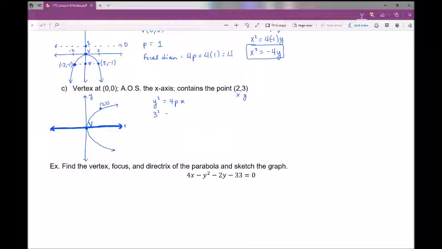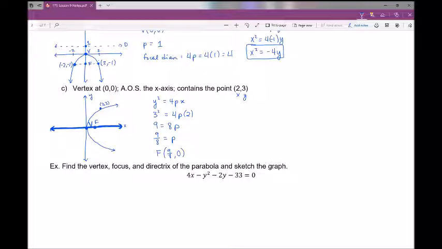We have 3 squared equals 4 times p times 2, which gives us 9 equals 8p. And so 9/8 equals p. Okay? So our focus must be 9/8 away from V. So the focus must be somewhere over here. Actually, that's a little too far. So let's say that the focus is right there. And so the focus is going to be (9/8, 0).